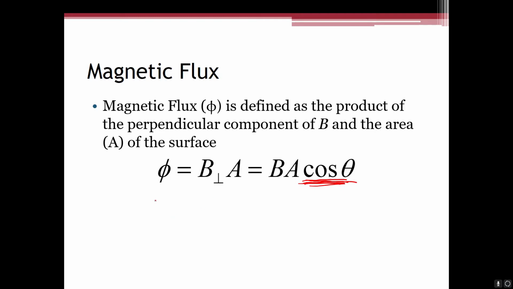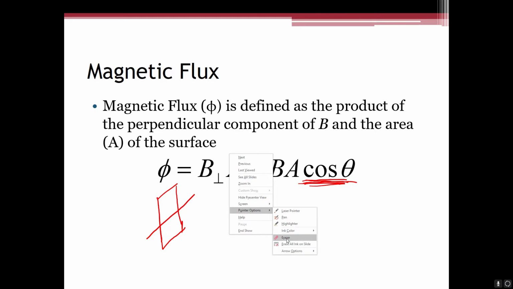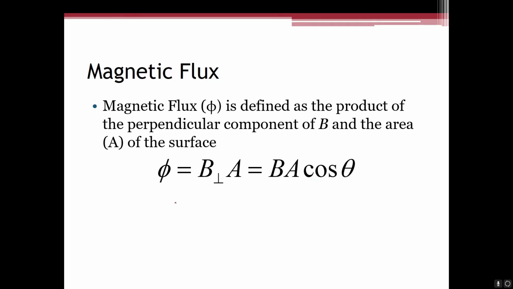So let's draw. Here's my area. It's actually a bad drawing, it's kind of hard to see that, so let's do that again. Here's my cross-sectional area, and there's B, and this is my A. This angle here, that's my perpendicular angle. So magnetic flux is kind of how much magnetic field is passing at a perpendicular angle to this surface area.